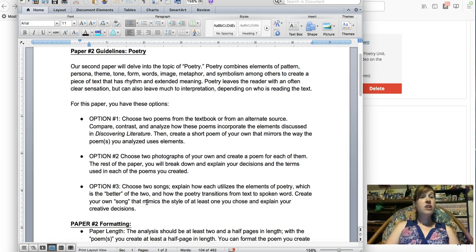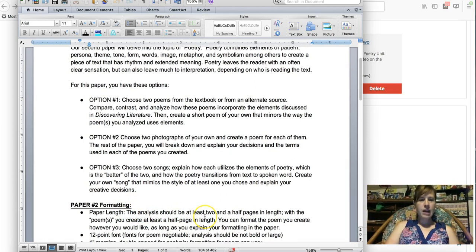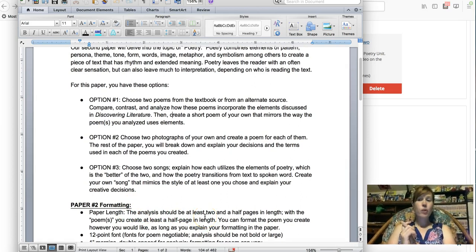All right. As far as formatting goes, the page length, this is probably the weirdest paper we have in terms of page length because it can vary depending on the option you pick. The poems can be any length, so if you want to write a ballad, go right ahead. But they have to be at least half a page. Typically, if you choose option 2, I want a photograph and a poem on one page, and then the next page, photograph, poem, and then no matter which option you pick, options 1, 2, or 3, your analysis is going to be 2.5 pages. So not the 3 pages that you've done for paper 1. It's going to be a little shorter, but 2.5 at least. 2 full pages and at least half to wrap everything up.